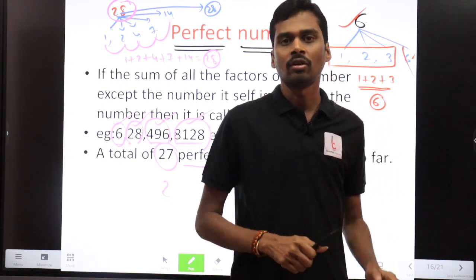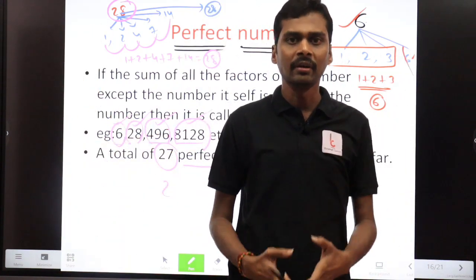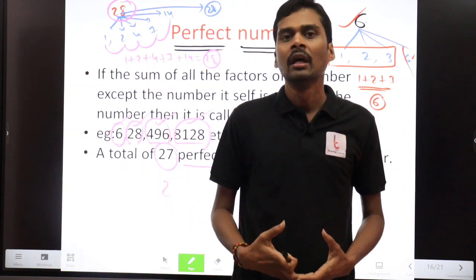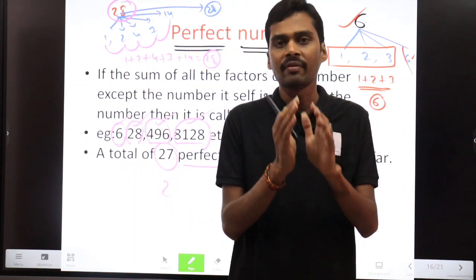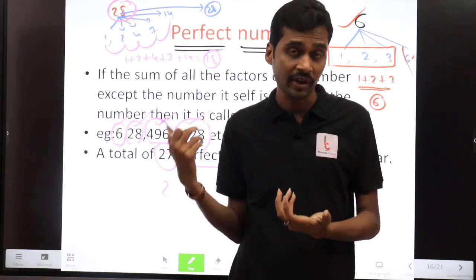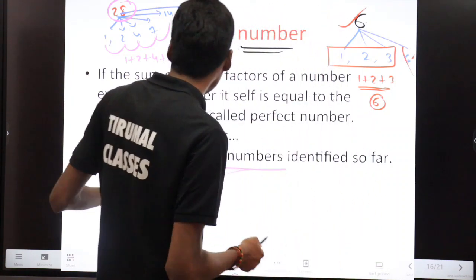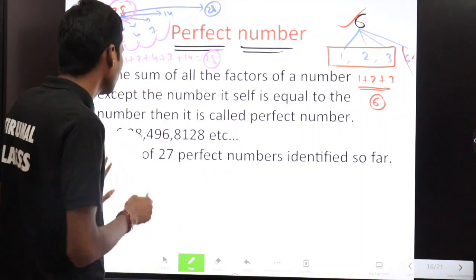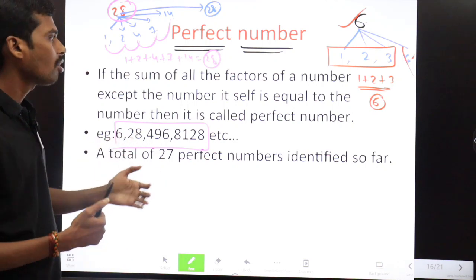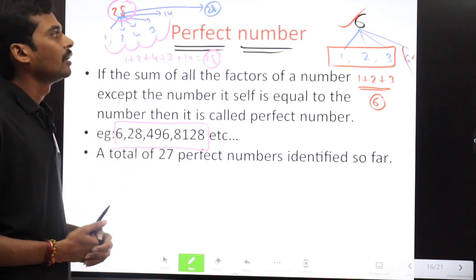Okay, so in the complete ocean of numbers, we can have 27. We found out that only 27 numbers are perfect numbers. Out of them, these 4 are the most important examples. So you can remember this one. Okay, so these 4 are the most important perfect numbers.